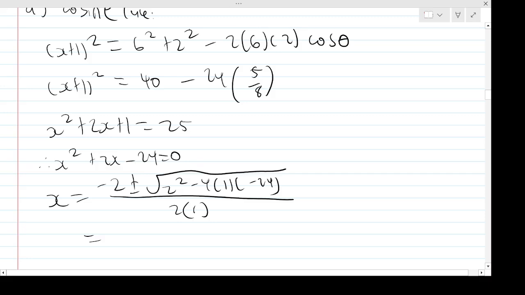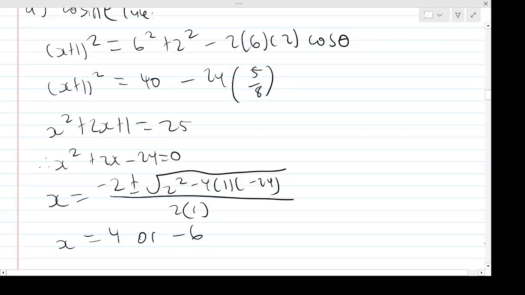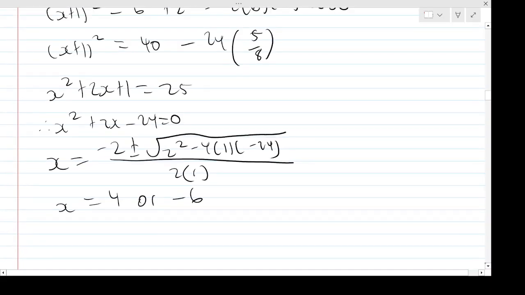Where we get x is 4 or minus 6. So again, I've got two possible solutions here. However, x plus 1 here is a side. Its length cannot be negative, it has to be positive. So that means x has to be positive because x is a side, right? So x must be positive.